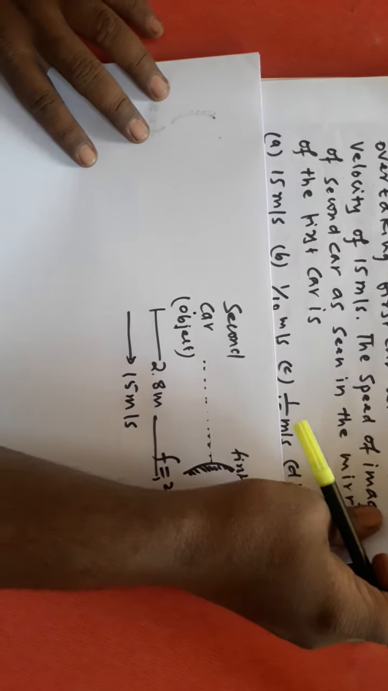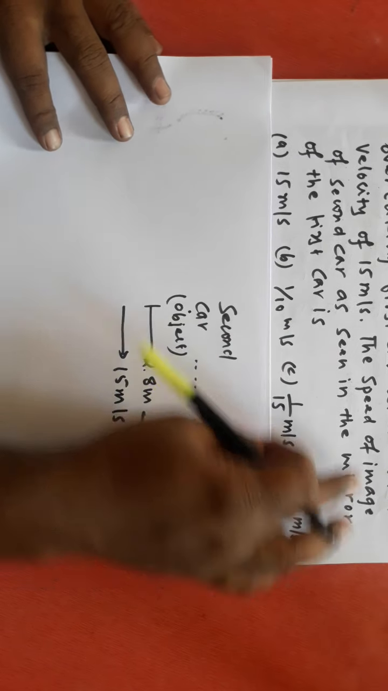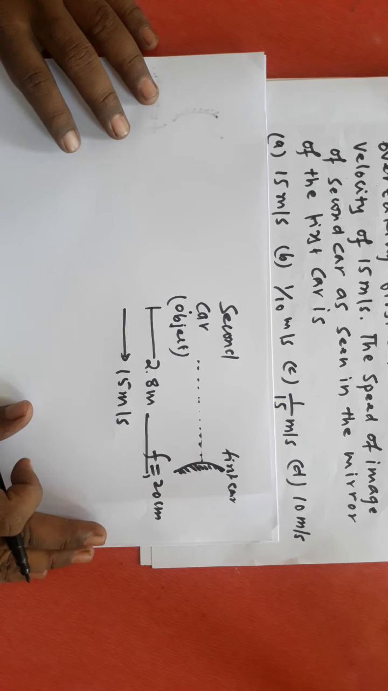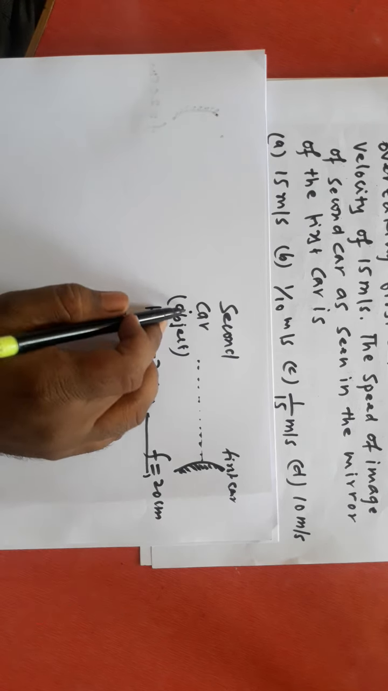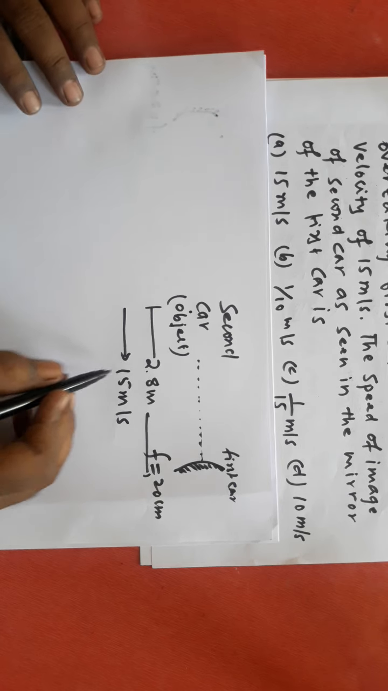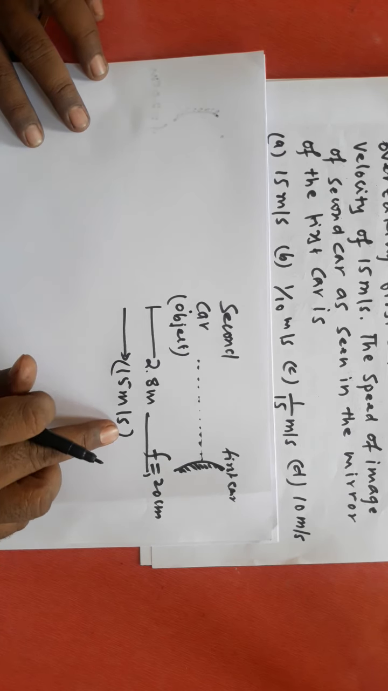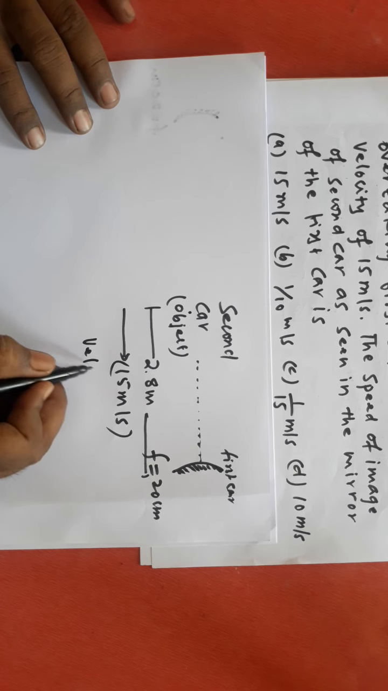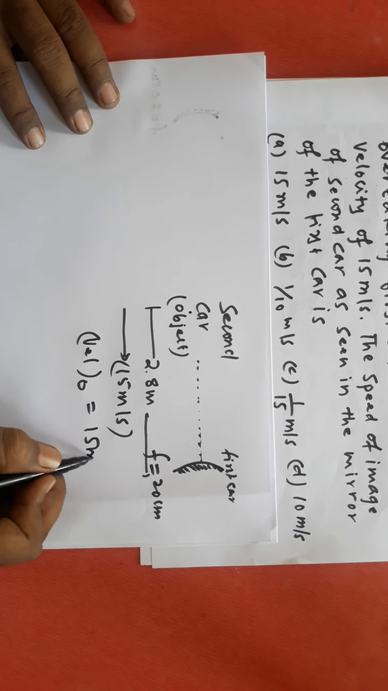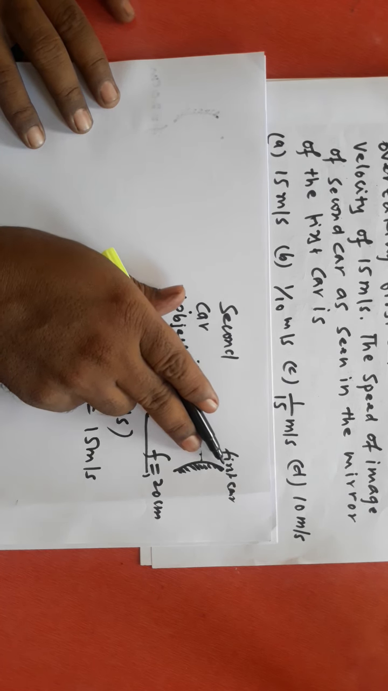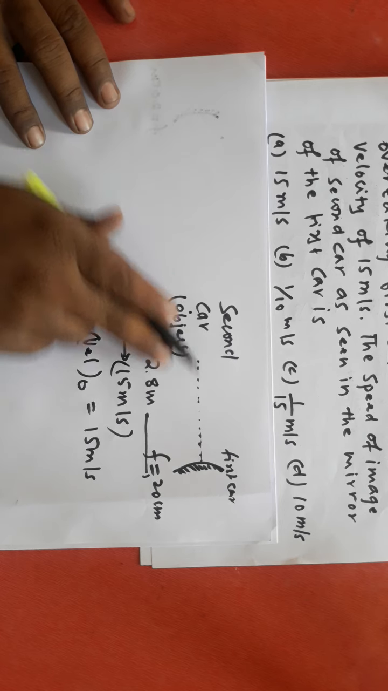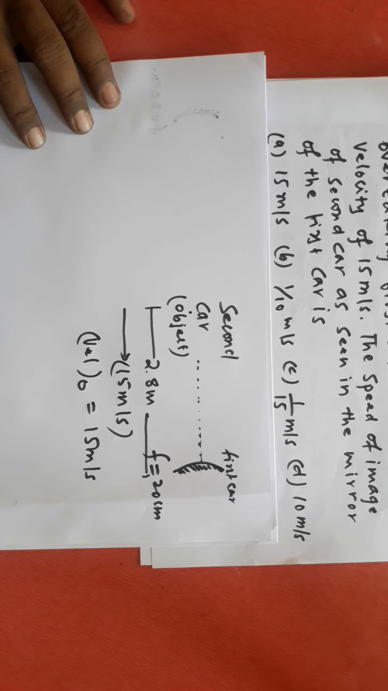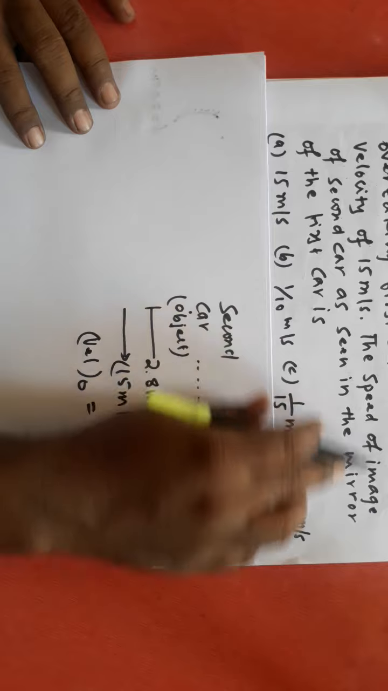Then what they are asking you is the speed of the second car as seen in the mirror of the first car. The actual relative speed of the second car is 15 meter per second. This is the velocity of the object. The first car driver is observing the image of the second car in this mirror. So what they are asking is, what is the speed of the image?